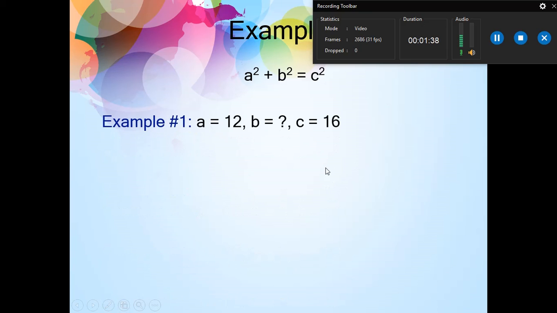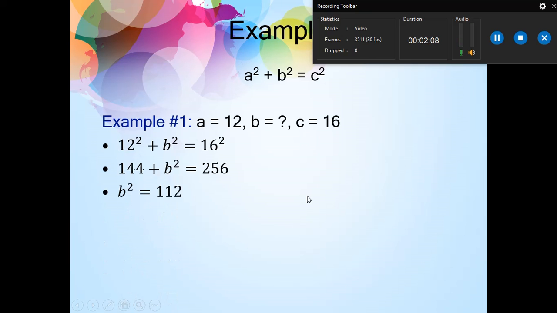So let's look at our first example. These are very straightforward. They're giving you the value of a and c. They're telling you that b is missing. So we're going to sub directly into the Pythagorean theorem. So we have 12 squared plus b squared equals 16 squared. We're going to go ahead and square those numbers. So I have 144 and 256. And we do want to isolate b squared. So I'm going to subtract 144 from both sides. And I'm going to get b squared equals 112.